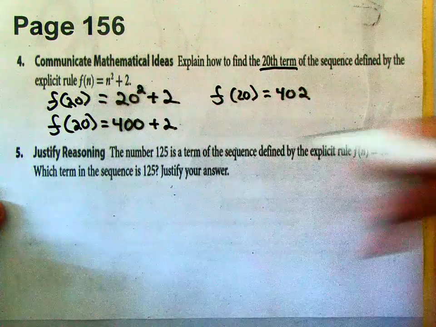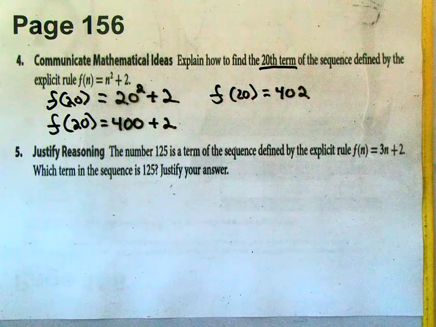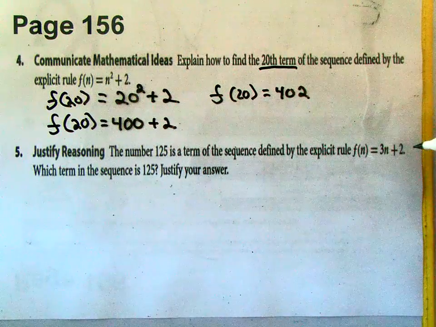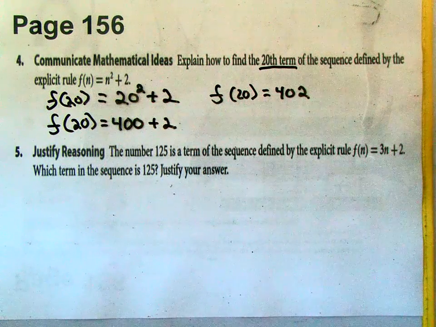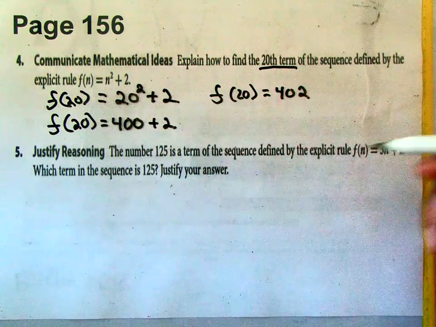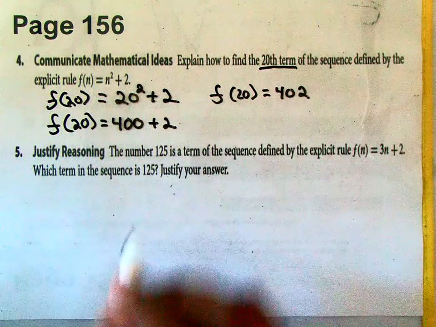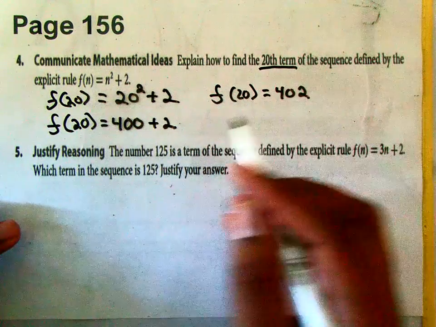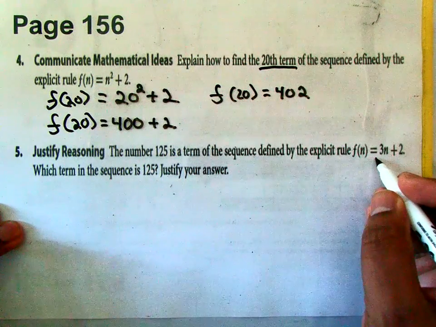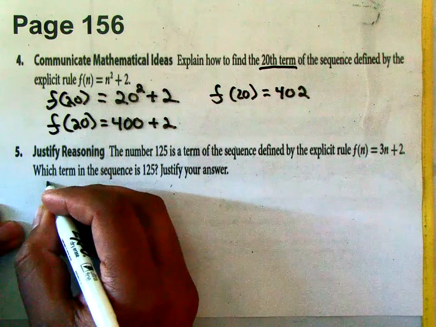Okay, on this next one where it says justify reasoning, the number 125 is a term of a sequence defined by the explicit rule f of n is equal to 3n plus 2. Which term in the sequence is 125? So what we want to do is figure out which term it is. Now, since we know the answer is 125, we're going to replace this f of n with 125 and figure out what n is. So I'm going to write that out.